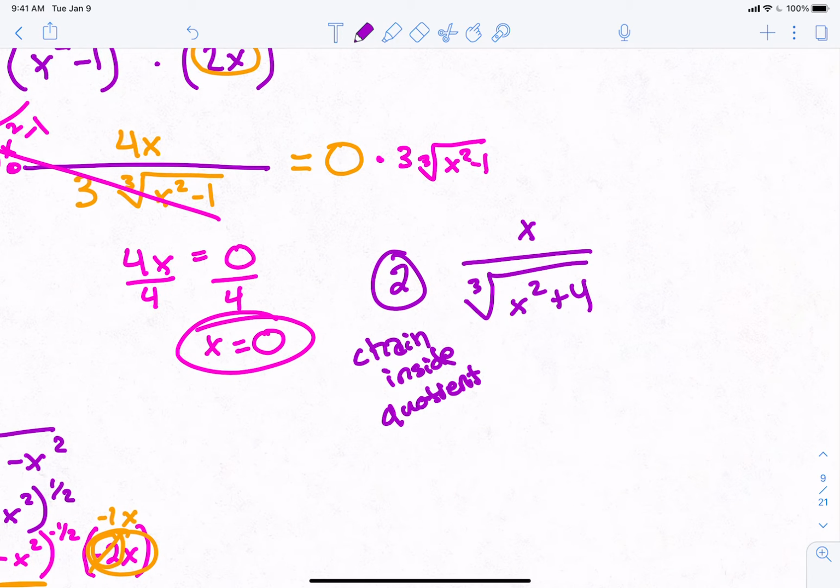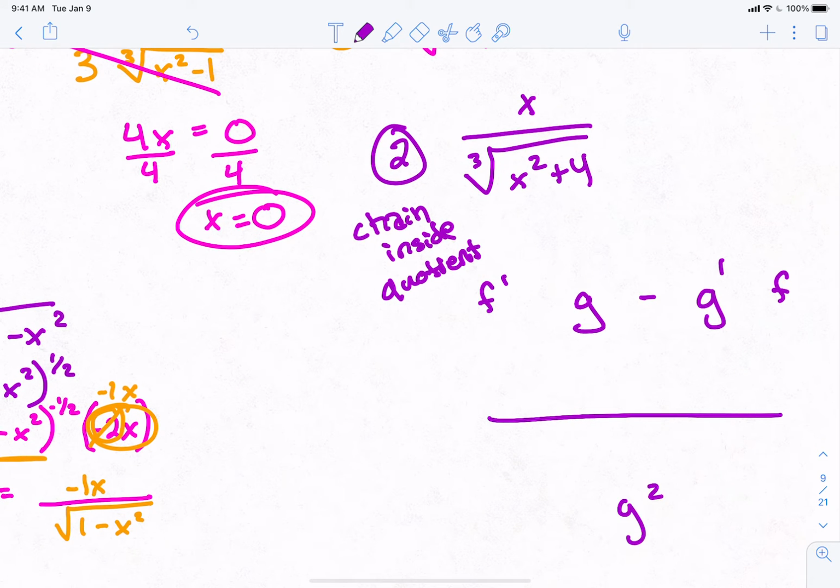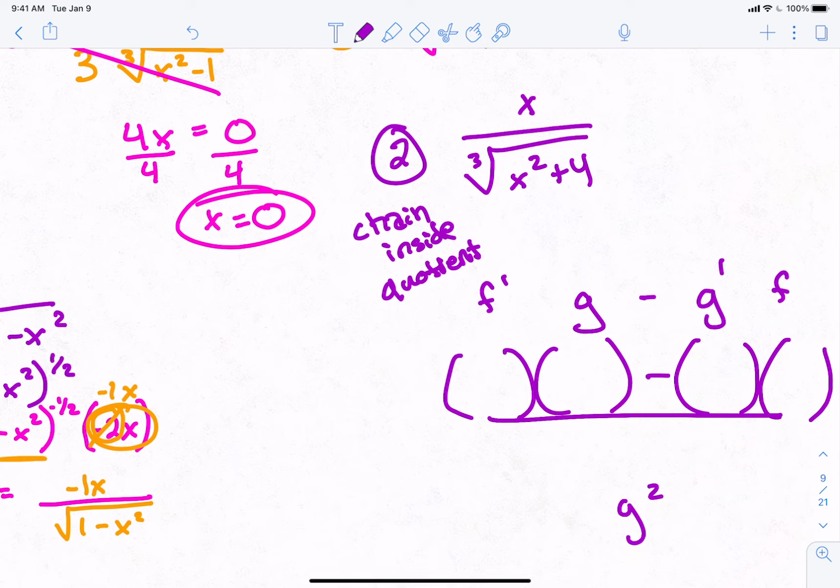So, we're going to start with the quotient rule. The quotient rule says f prime g minus g prime f, all over g squared. So I've got my 4 pieces: f prime g minus g prime f all over g squared.